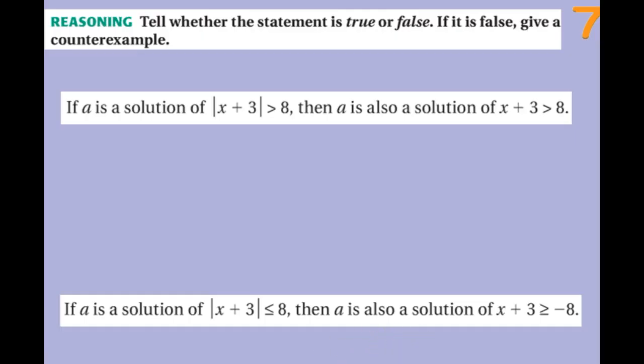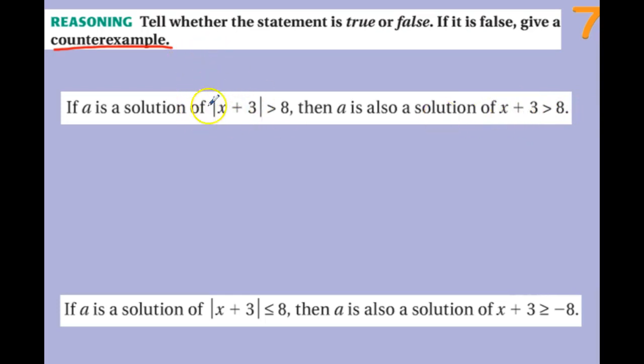Our last slide is just asking to tell whether the statement is true or false. If it is false, give a counterexample, which is an example that proves why it's wrong in the first place, or an example that would prove it wrong. So if A is a solution of this, absolute value of x plus 3 is greater than 8, then A is also a solution of x plus 3 is greater than 8.